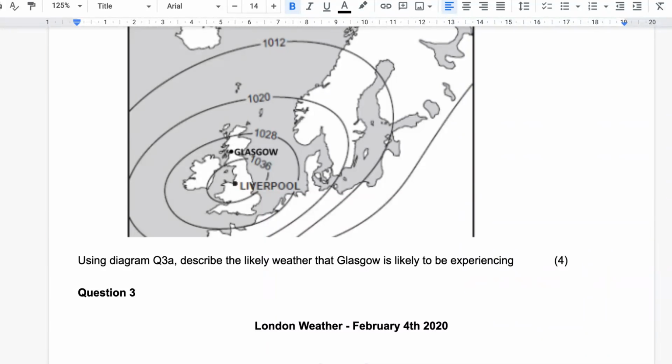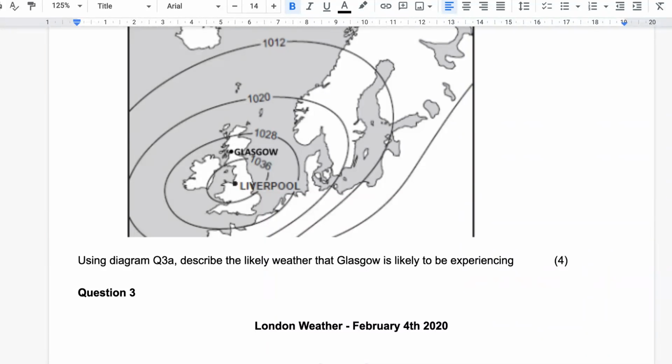Of course, if you're giving a reason for that, then you have to say because wind's traveling in a clockwise direction in high pressure. Sorry, I said anti-clockwise, beg your pardon, let me correct that: in a clockwise direction in high pressure. So we've talked about the temperature, the wind speeds, the wind direction, and the fact that there is no rain.